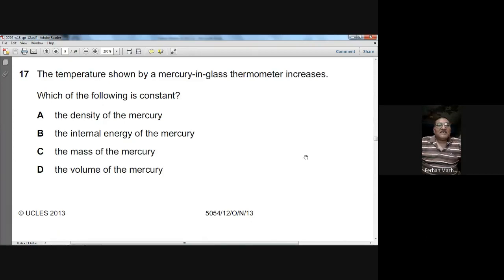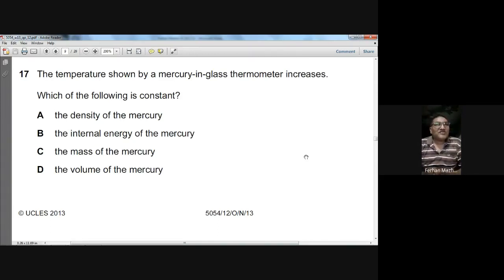The density of the mercury, that is not possible because when you heat it up, the volume of the mercury changes, so the density of the mercury changes. The internal energy of the mercury has increased when you heated it. The mass of the mercury, yes, when you heat something, its mass cannot change. So when you're heating the mercury, the mass is not changing.